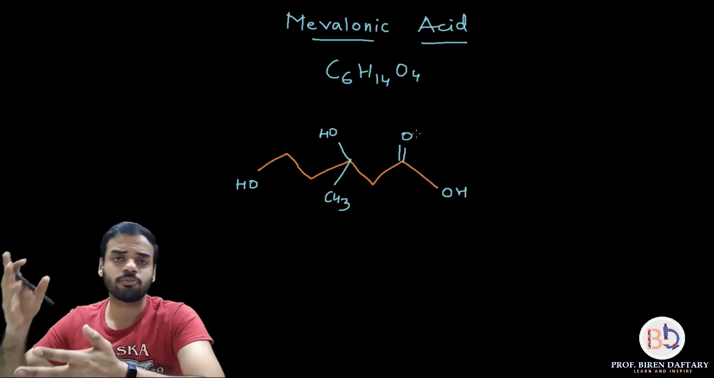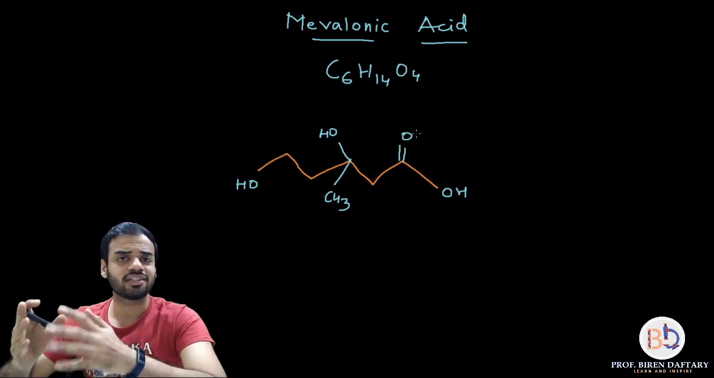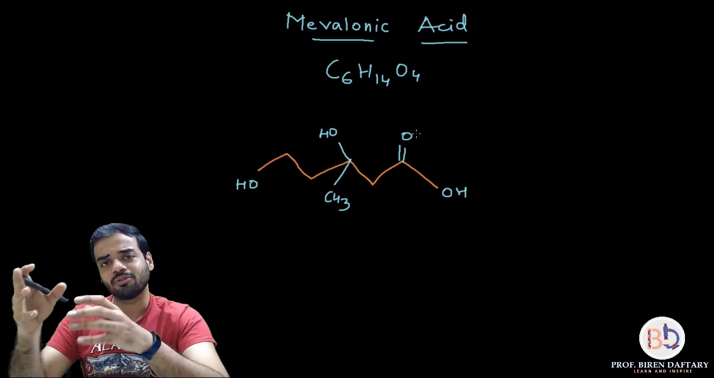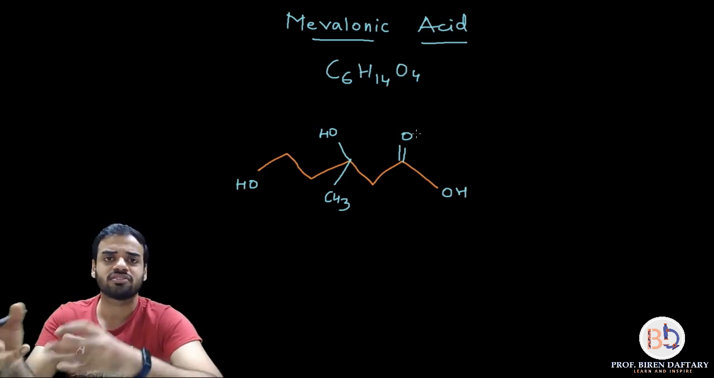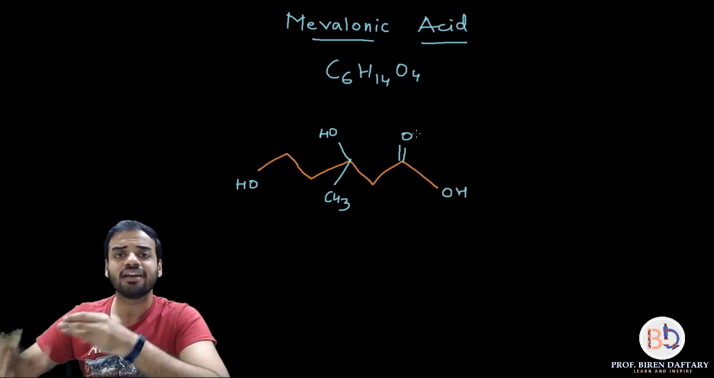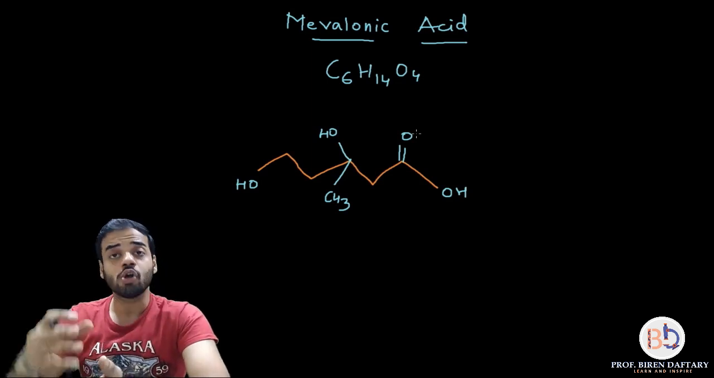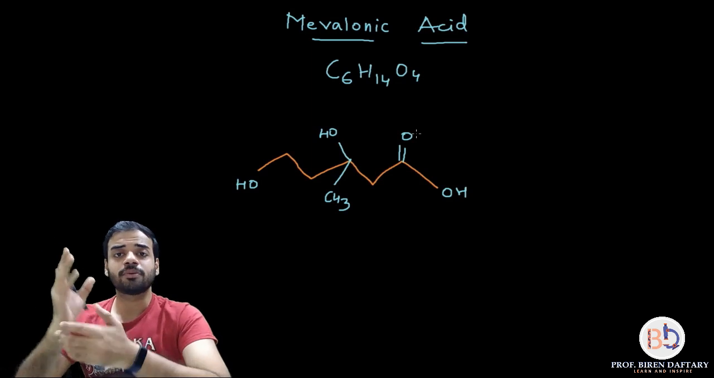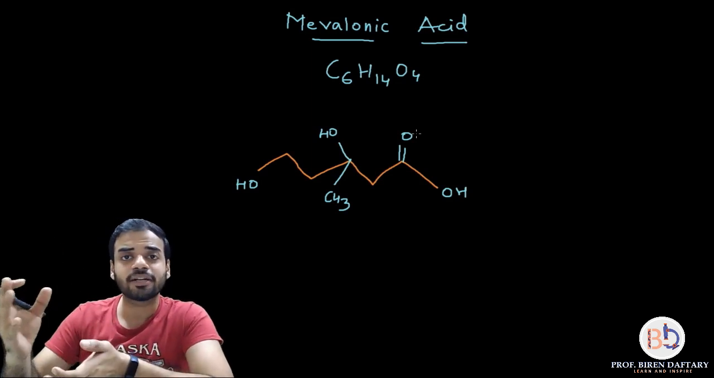The molecular formula is C6H14O. It is not there in the book. You don't need to remember this, it is only for those people who are very much interested in knowing the structures of compounds. So this is mevalonic acid, and from this mevalonic acid, the gibberellins are formed. Now gibberellins are also called gibberellic acids.